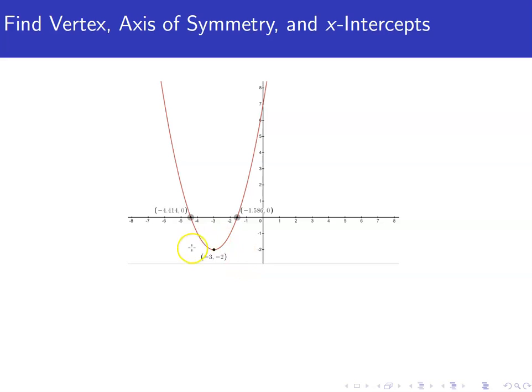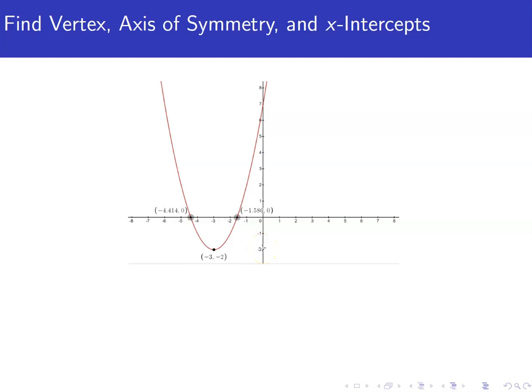Here's the vertex, negative 3, negative 2. Here's negative 3 minus root 2. Root 2 is about 1.414, so that's where the negative 4.414 is coming from. Here's negative 3 plus root 2.